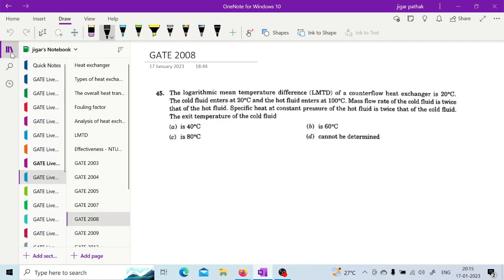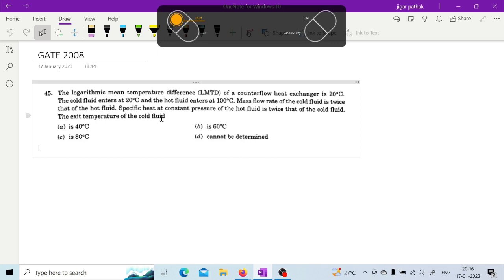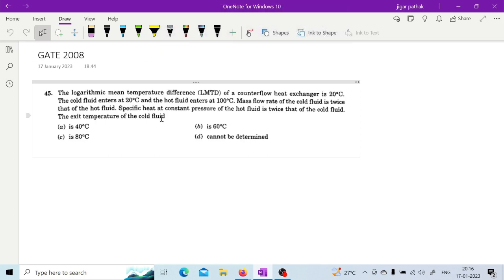So the next is: the LMTD of a counterflow heat exchanger is 20 degree centigrade. The cold fluid enters at 20 degree and the hot fluid enters at 100 degree. Mass flow rate of the cold fluid is twice that of the hot fluid. The specific heat at constant pressure of the hot fluid is twice that of the cold fluid. Find the exit temperature of the cold fluid. You can try this one, right?